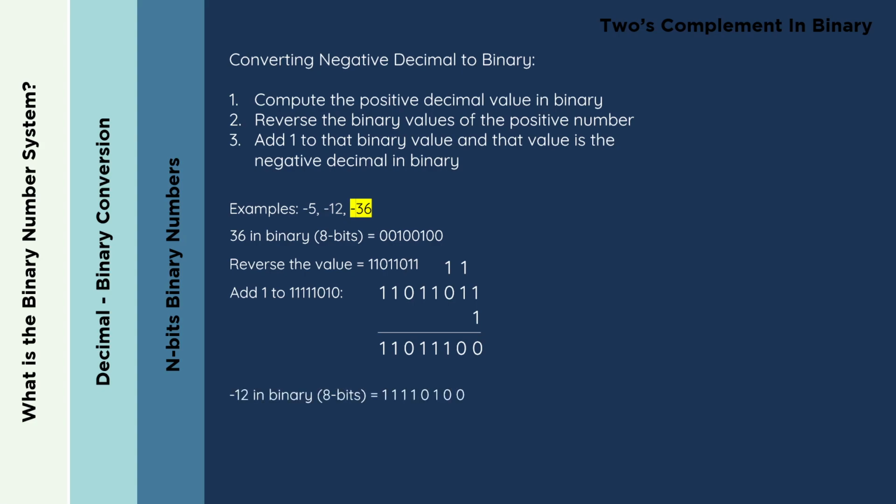Thus, the final value, that is a mistake, but the final value of negative 36 in binary is 1, 1, 1, 1, 0, 1, 1, 1, 1, 0, 1, 0, 0.